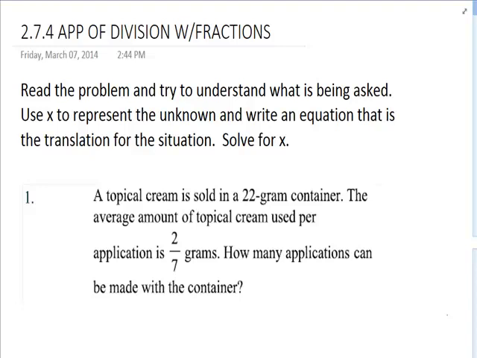All right, let's take a look at some application problems that will ultimately involve using division with fractions. The steps that I'd like you to make sure you follow: read the problem and try to understand what is being asked. Use X, you could use any letter, but I'm going to use X to represent the unknown and write an equation that is the translation for the situation. Then we're going to solve for X. All right, let's take a look at this first one.